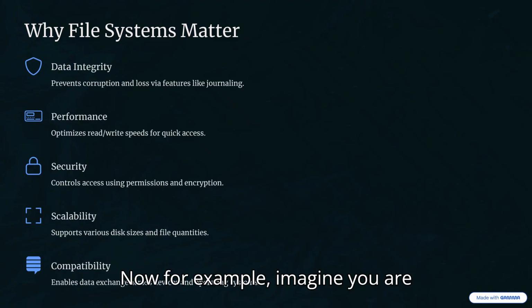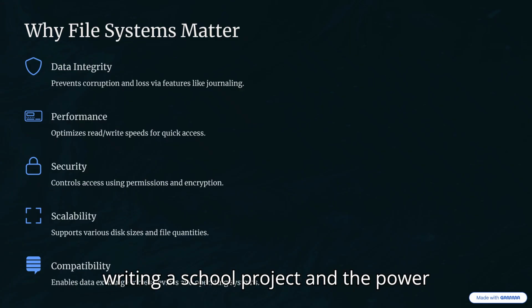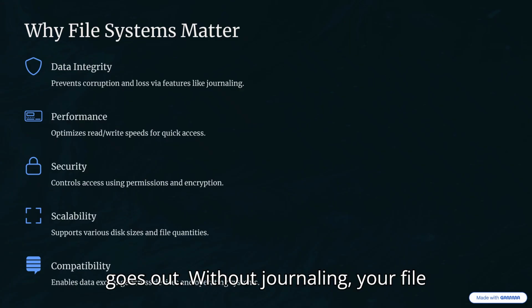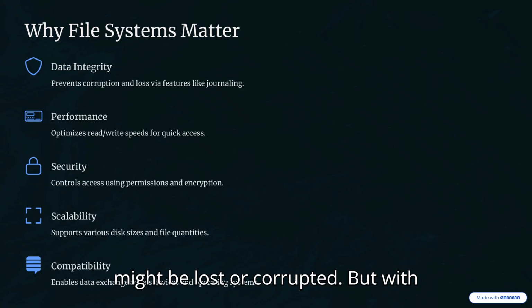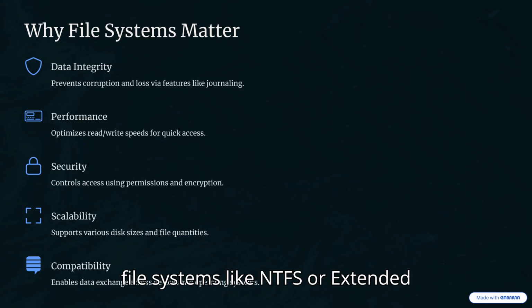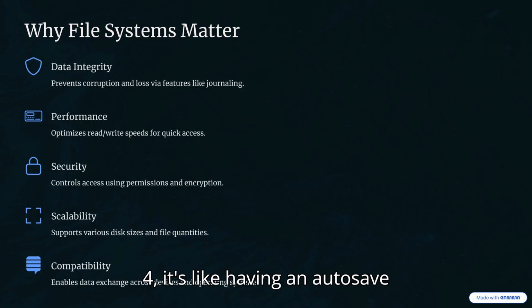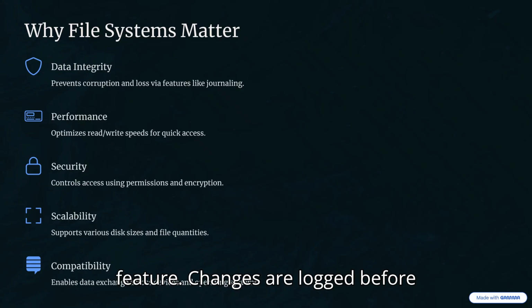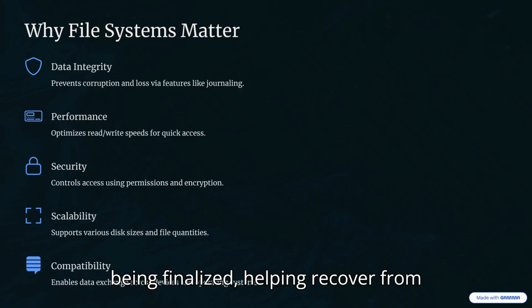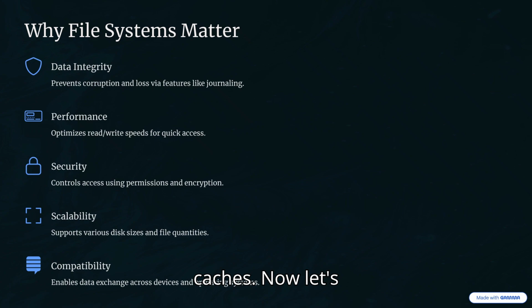For example, imagine you are writing a school project and the power goes out. Without journaling, your file might be lost or corrupted. But with file systems like NTFS or Extended 4, it's like having an autosave feature. Changes are logged before being finalized, helping recover from crashes.